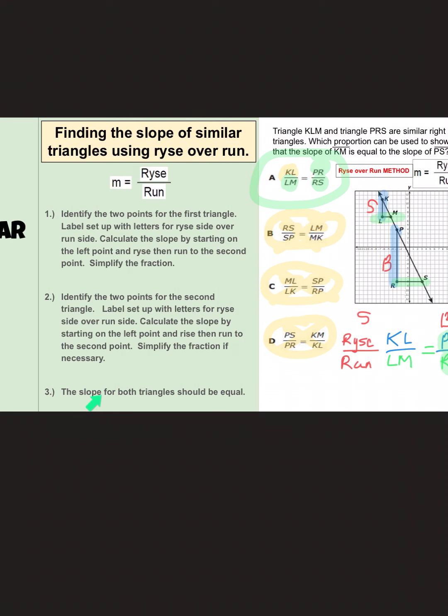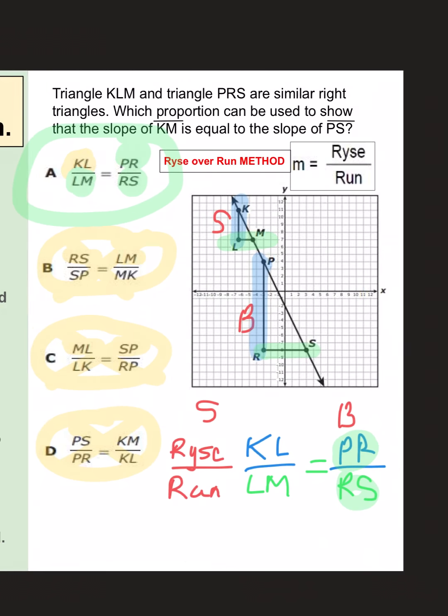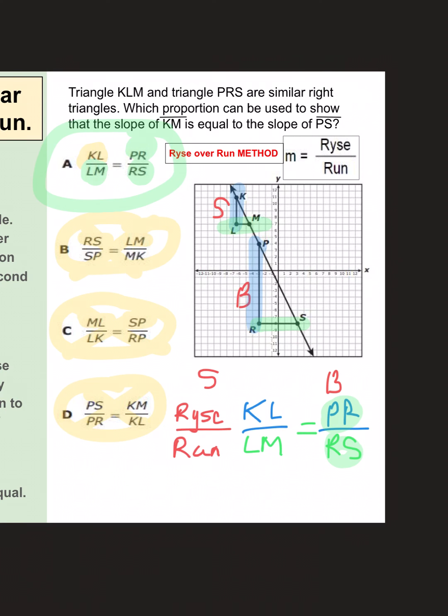But then this last part says the slope for both triangles should be equal. Well, if we work out the second part of each of these steps where it says to calculate the slope, we're going to calculate the slopes for each of these. So let me go ahead and just zoom closer so I can show you how it is true that these slopes are actually the same.